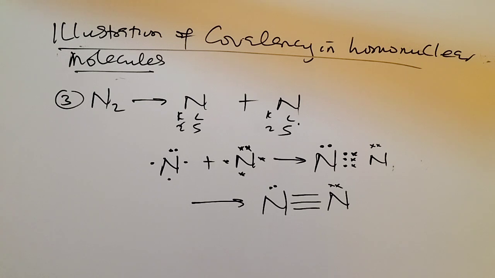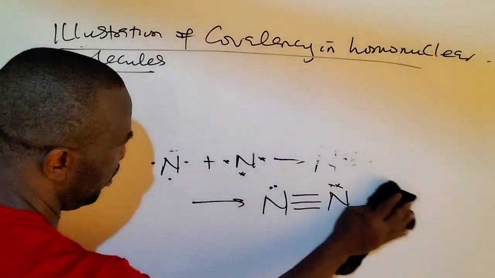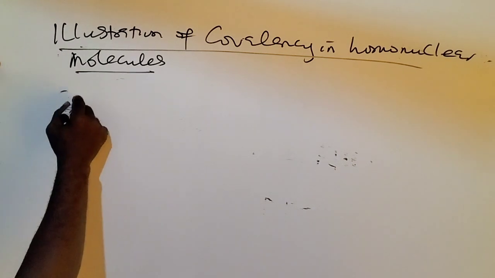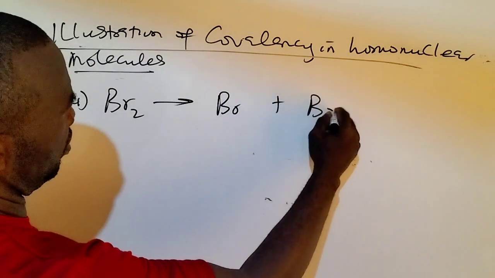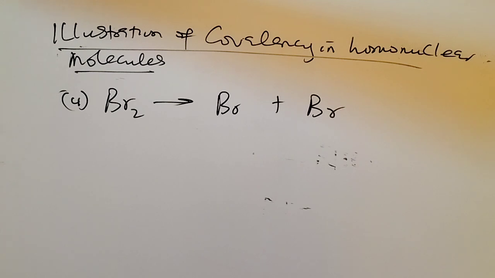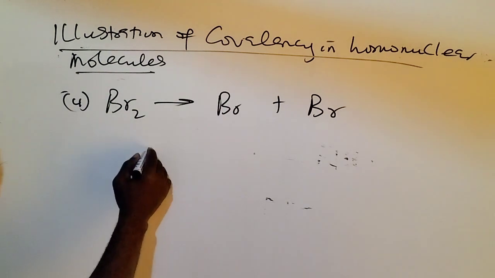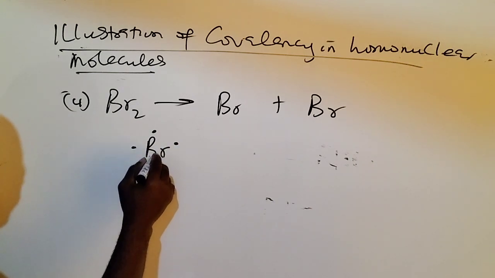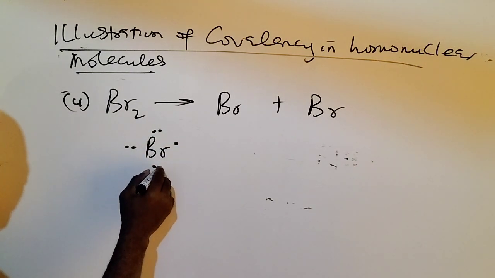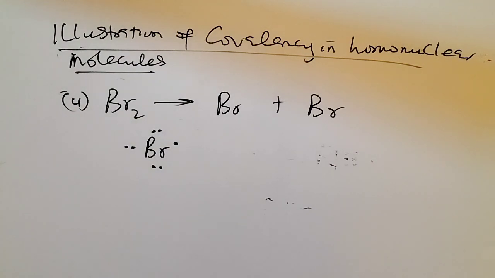These are examples of homonuclear molecules and how to illustrate bonding in them. Perhaps I use bromine, Br2. You may not know the atomic number of bromine, but it may not matter here because bromine is a halogen, a group 7 element, with 7 electrons in its outer shell. Just like chlorine, iodine and fluorine, they are all in the same family, halogens.